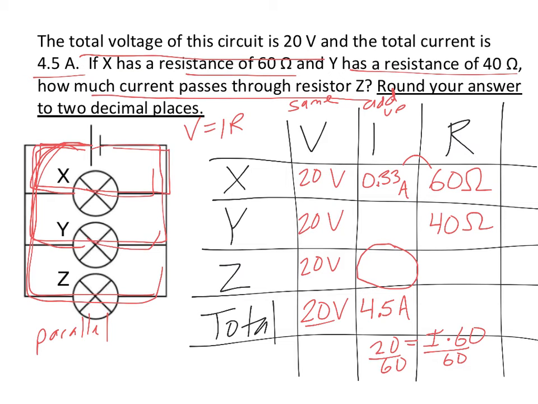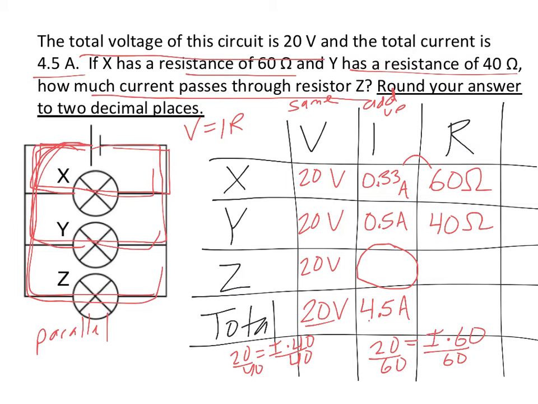That checks out. I'm going to do the same thing for Y. V, 20 equals I, unknown, times R, which is 40. I'll divide each side by 40, and I'll get I equals 0.5. Again, I can confirm that. 40 times 0.5 is 20. It checks out. So now what?